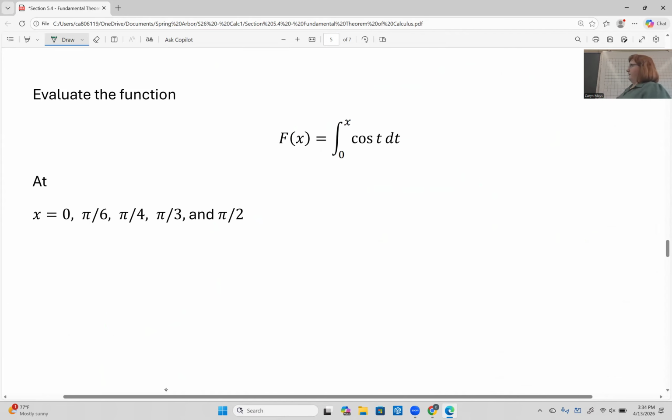Look at another example. I have this function defined by an integral. Integral from 0 to x of cosine t dt. And I'd really like to find what this function is at x equals 0, x equals pi over 6, x equals pi over 4, pi over 3, pi over 2, and so on.